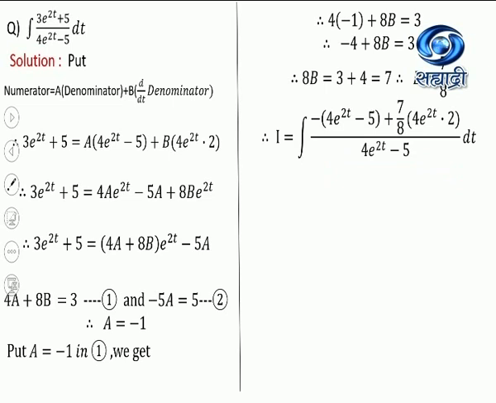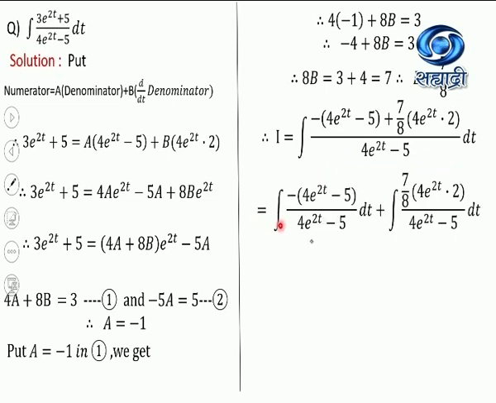Now we can easily simplify this. By separating the denominator, we get (-(4e^(2t) - 5)) upon (4e^(2t) - 5) plus 7 by 8 into (4e^(2t) into 2) upon (4e^(2t) - 5). So in this case, both will get cancelled. So integration of -1 dt remains. Here 7 by 8 comes outside. But note over here that the derivative of 4e^(2t) - 5 is 8e^(2t), which is there in the numerator.